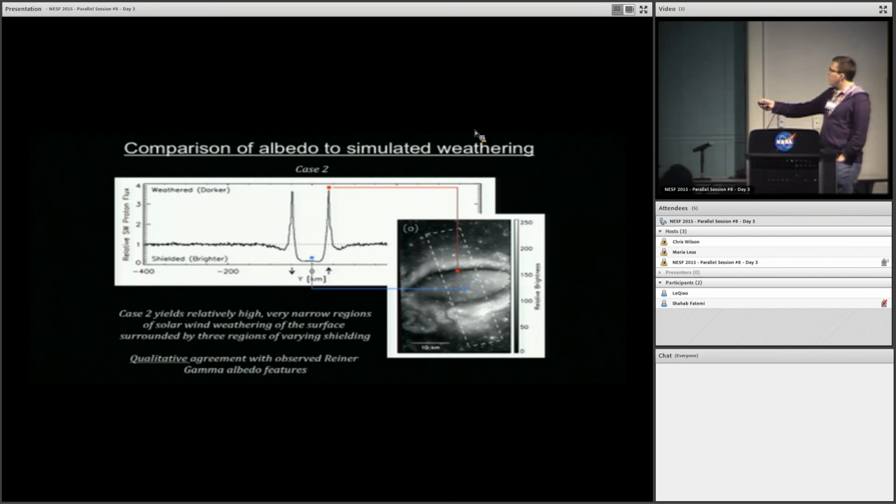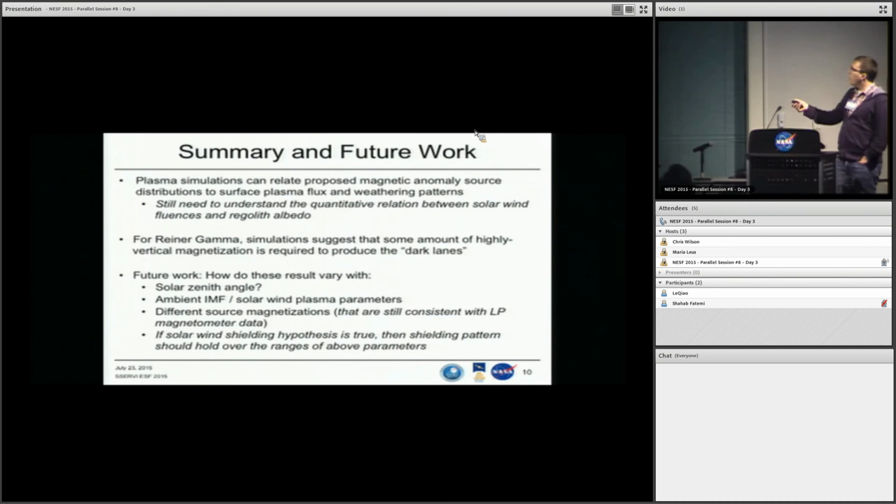So again, just to point out these features, we see the broad lobe in the middle, for example, and these narrow lanes qualitatively correspond to each other. So in summary, we're really getting to the point where these plasma simulations can close the loop, so to speak, and relate any given proposed source magnetization to the surface plasma flux and the weathering patterns.